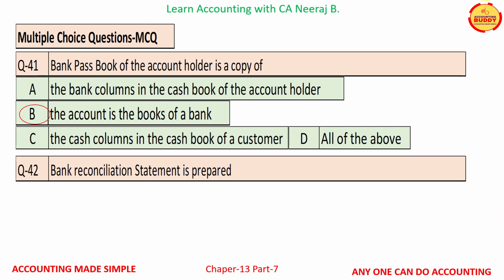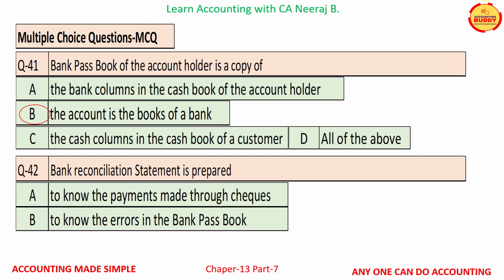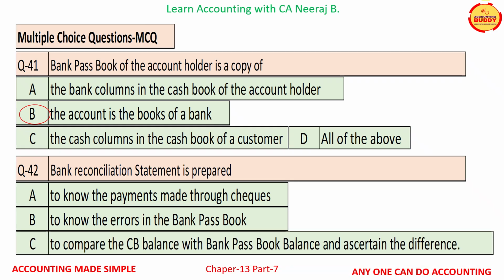Question number 42 is bank reconciliation statement is prepared, and the available options are option A, to know the payments made through checks, option B, to know the errors in the bank passbook, option C, to compare the cash book balance with bank passbook balance and ascertain the difference, and option D, all of the above. And the correct option is option C, to compare the cash book balance with the bank passbook balance and ascertain the difference.